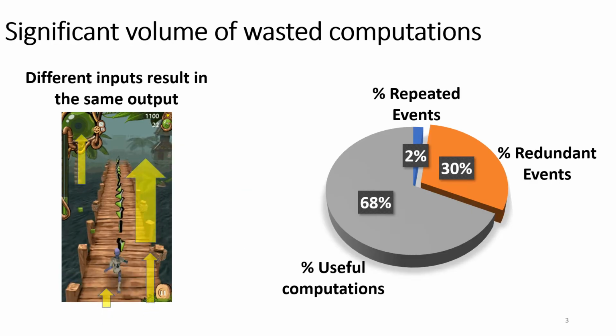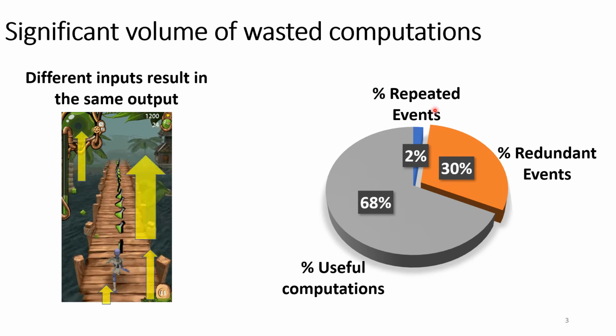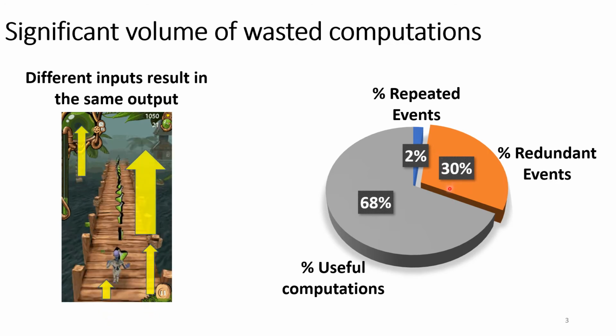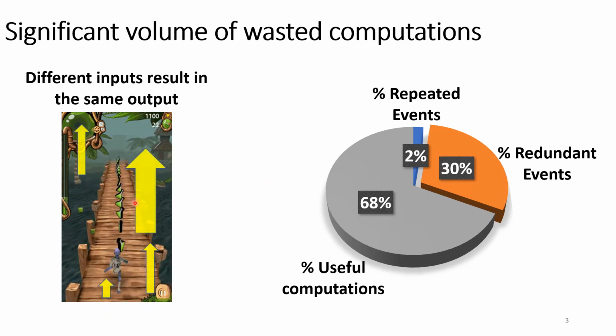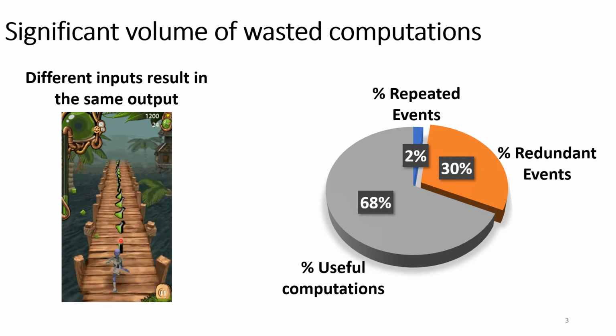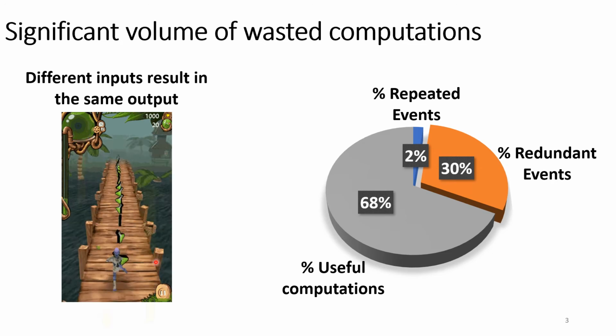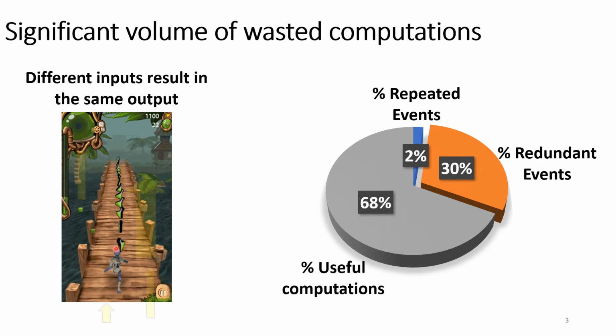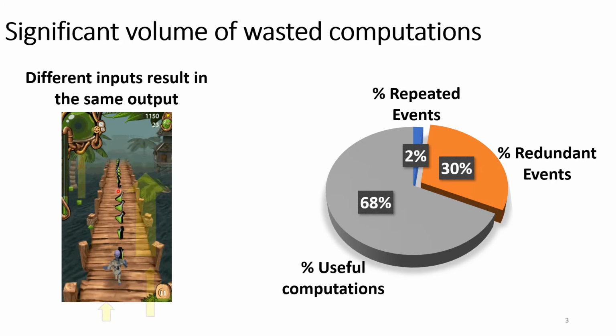To optimize for this rampant battery drain problem, we observe that a typical game execution spends about 30% of its event processing in wasteful, redundant, and avoidable computations. As this example shows, the user may swipe up with a variety of input options such as here, here, here, etc. But these are all swipe ups for the game and have the same effect, which is the output.